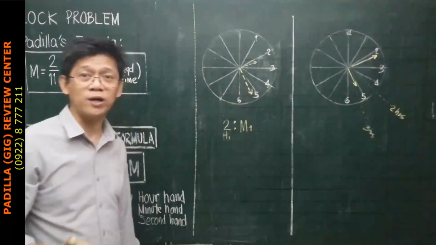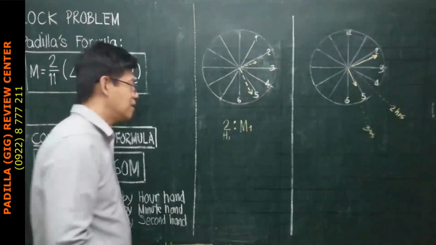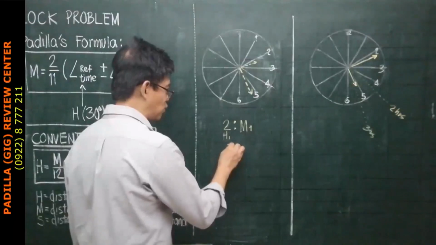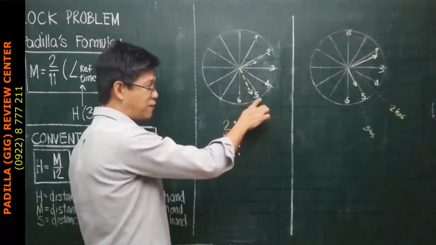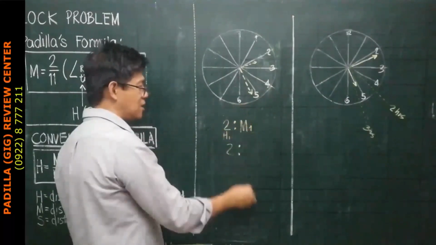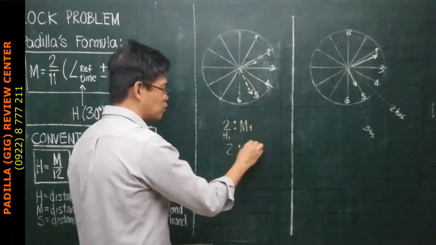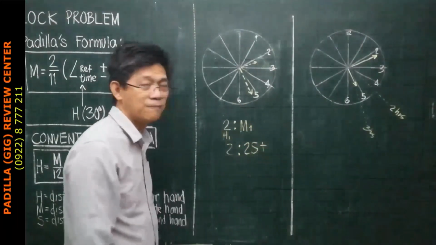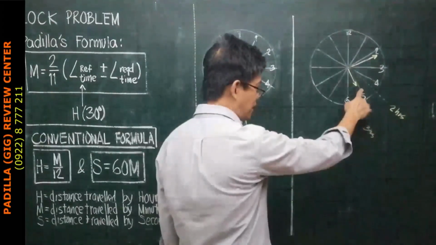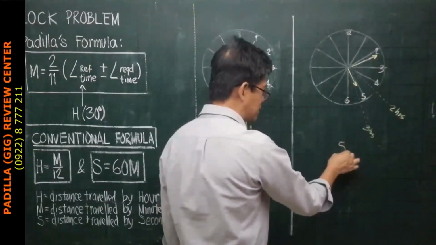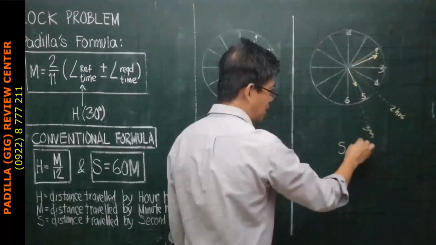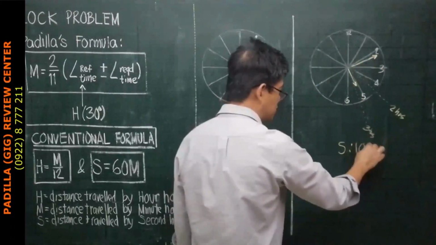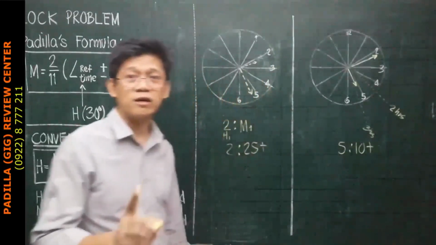Let us have a quick check. This is alas 2 beyond 5. This is the 25th minute, 30 minutes. Alas 2, 25 plus. While this one is beyond 5, so this is alas 5. This is beyond 2, which is the 10 minutes. Alas 5, 10 plus.